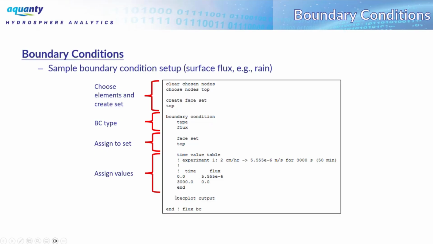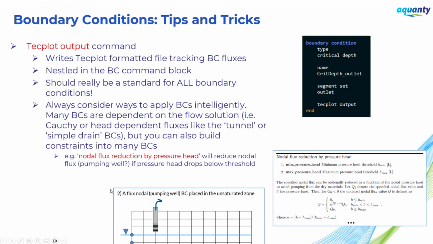We have an optional command here, TecPlot output, which we always recommend. It basically creates a TecPlot formatted output file with the nodal values of these fluxes. You don't always need it, but it's good to have, and it is easy to implement, a simple one line of text. So we generally recommend including that. And then you end the boundary condition, and that's it. You can then move on to potentially defining more boundary conditions.